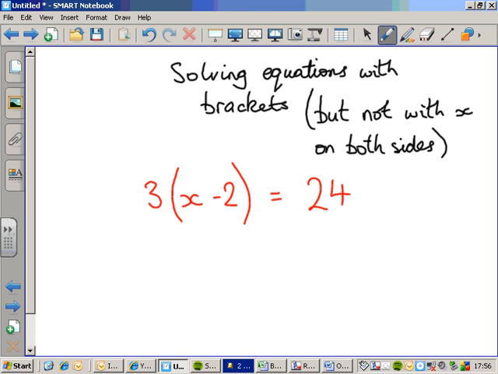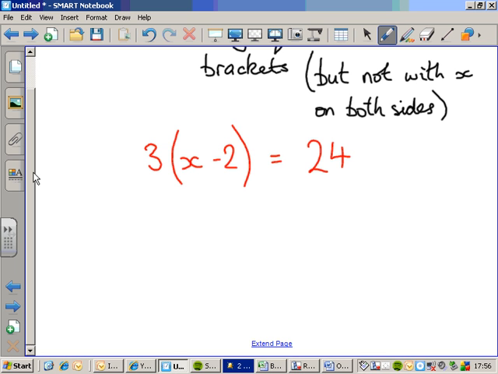Okay. How do you solve an equation with brackets? Well, you multiply out the brackets and solve the equation in the way that you've already learned. So, how do we multiply out brackets? We multiply whatever's in front of the brackets by everything that's inside the brackets. We take 3 times x, and we multiply 3 by, not 2, by minus 2. And let's do that. 3 times x is 3 lots of x, 3x, and 3 times minus 2 is minus 6, so that gives us 3x minus 6 equals 24.